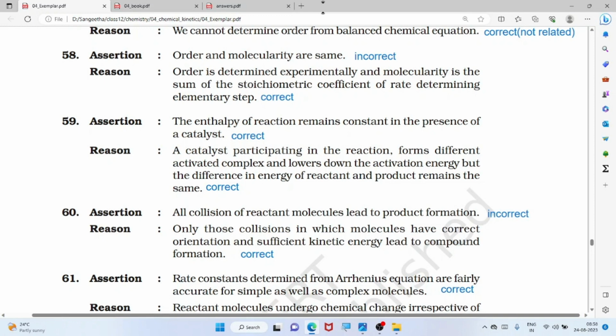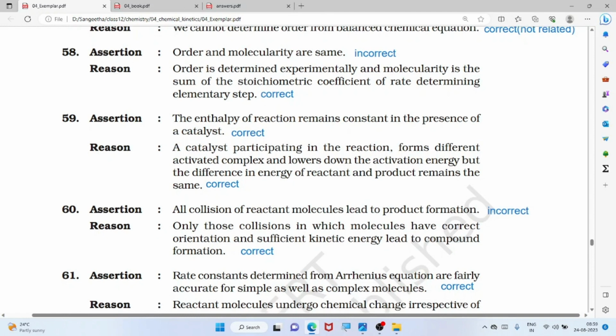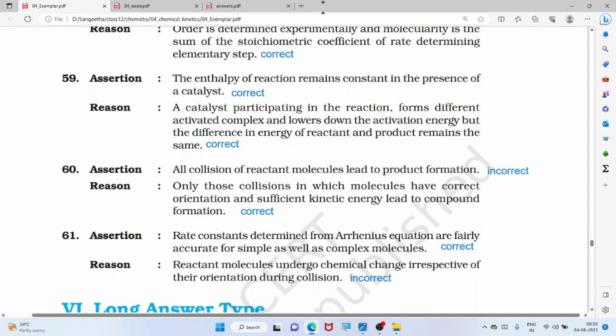The enthalpy of a reaction remains constant in the presence of the catalyst. Correct. The catalyst does not change the enthalpy of the reaction. Catalyst participation forms a different activated complex and lowers the activation energy, but the difference in energy of the reactant and product remains constant. Yes, delta H will not change, but it lowers the activation energy.